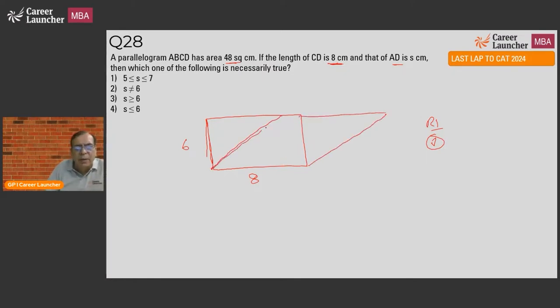Now look at this one. There is also a rectangle. Same base and same altitude. So it should also... so what does this tell me? Minimum value of S is 6. That means S has to be greater than or equal to 6. S equal to 6 was being stupid. If S becomes less than 6, the area will not be 48.